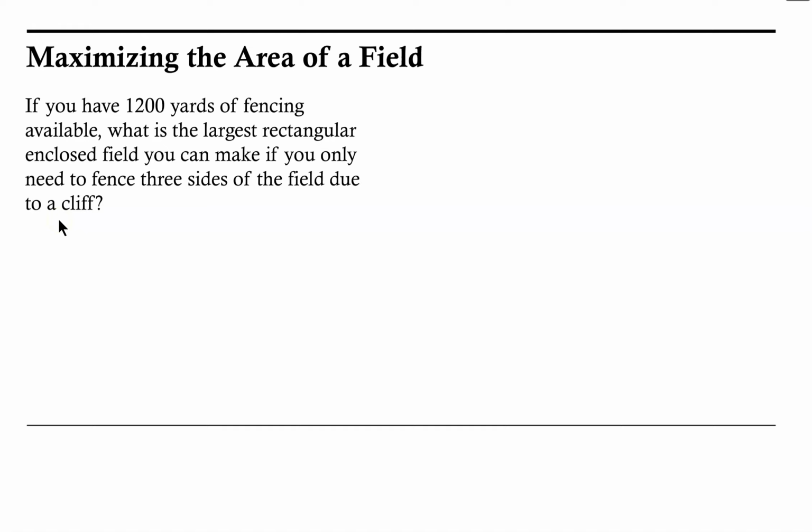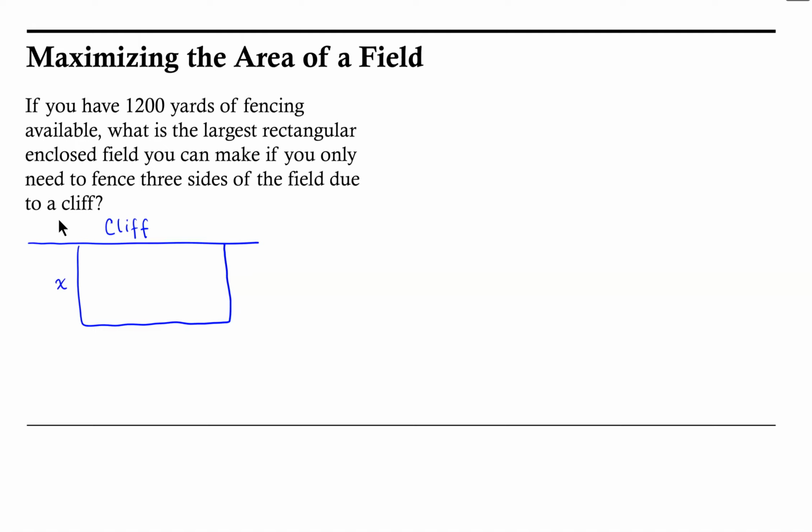So let's go ahead and start by making a diagram of the situation here. So we know that we have a cliff. So let's let this line be our cliff. And now we're trying to fence a rectangular field. So here's our rectangular field.